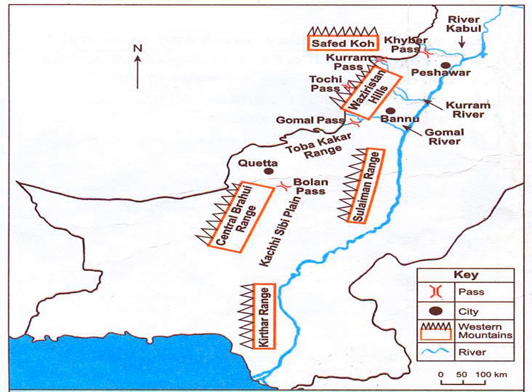The average height is almost 1,500 meters, and they are located towards the west of the Indus River. They run for a distance of 480 kilometers. And the highest peak of this area is Takht-e-Sulaiman.